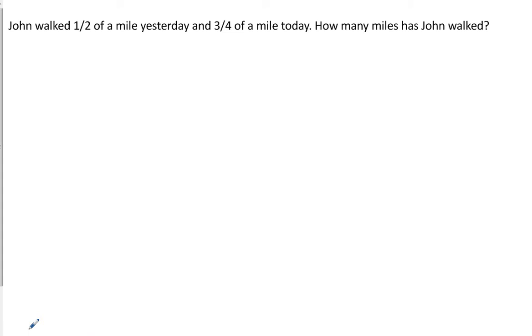John walked half a mile yesterday and 3/4 of a mile today. How many miles has John walked? So I'm looking for a total amount, miles walked. So since he walked half a mile yesterday plus 3/4 of a mile today, we want to know how many miles altogether. I cannot add fractions with uncommon denominators because I have to have common parts in order to do that.